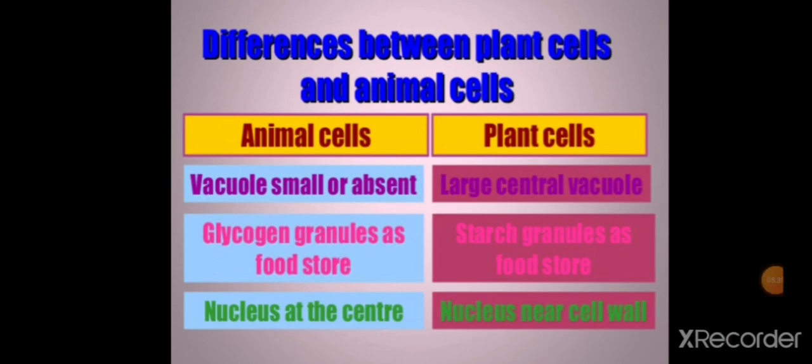Then the vacuole is small or absent in animal cells, and there's a large central vacuole in the plant cell. Animals have glycogen granules as food store, and plant cells have starch granules as food store. In animals, the nucleus is at the center, whereas the nucleus in the plant cell is near the cell wall. So the position of the nucleus differs.